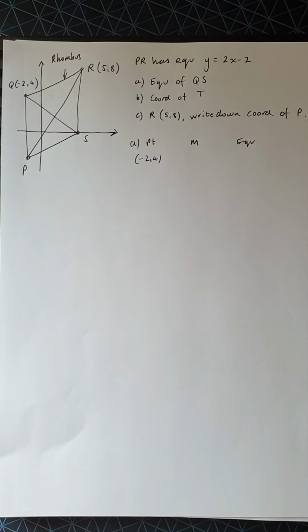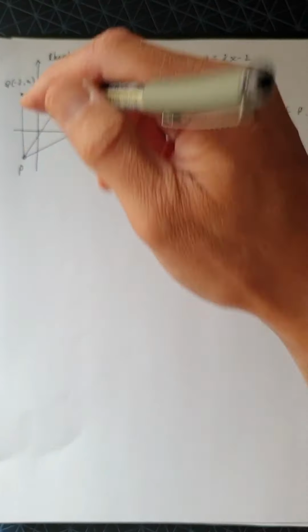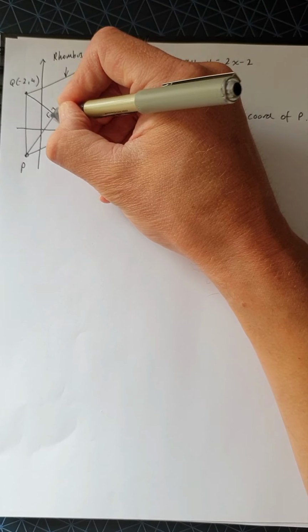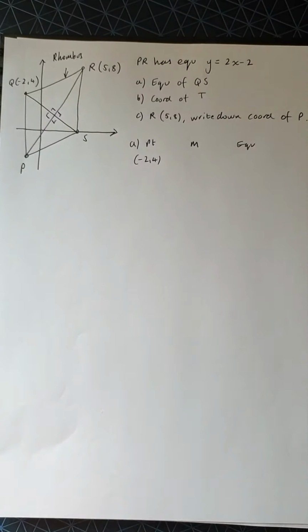So that only really leaves us with one option, which is m1 times m2 equals -1. Now, we are dealing with a rhombus here, so what that means is the diagonals meet at right angles. So although the word perpendicular isn't actually used, we do actually have the ability to use m1 times m2 equals -1. So all I'm going to do is find the gradient of PR, and then use that to find the gradient of QS.